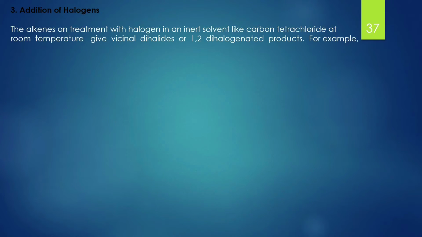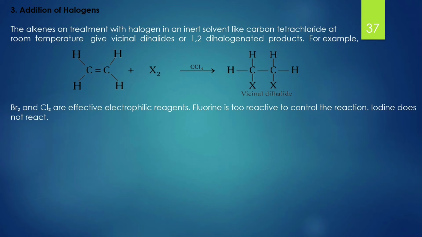The alkenes on treatment with halogens in an inert solvent like carbon tetrachloride at room temperature give vicinal dihalides or 1,2-dihalogenated products as shown in the equation. Bromine and chlorine are effective electrophilic reagents. Fluorine is too reactive to control the reaction. Iodine does not react at all.